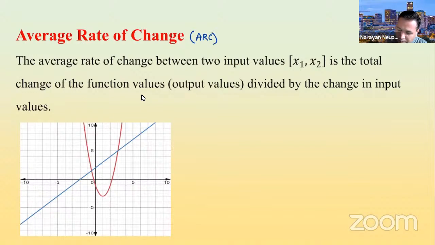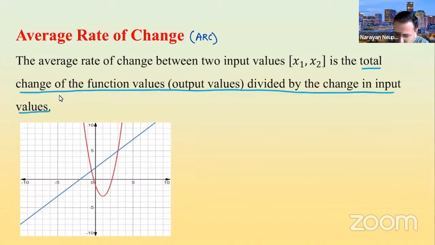It is the total change of function value divided by the change in input value. So it is the total, I'm going to underline that part, total change of function value or output values divided by the change in input values. So let's try to understand the meaning of this one with the help of this diagram.